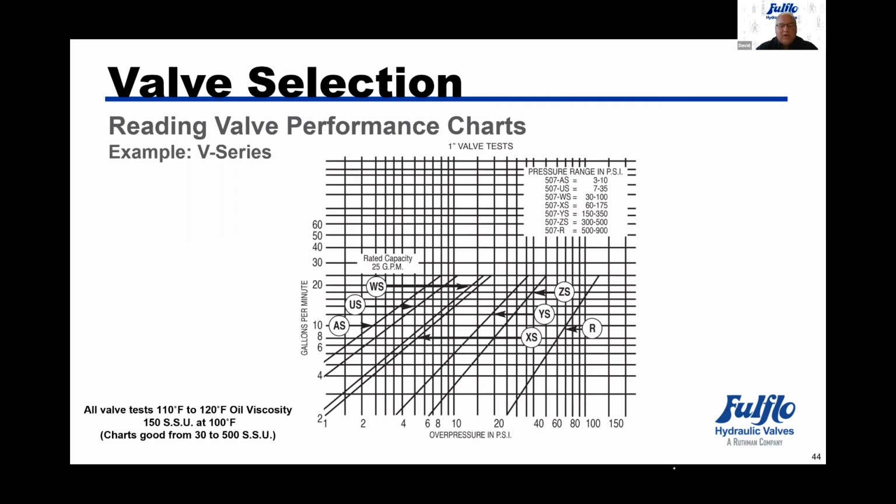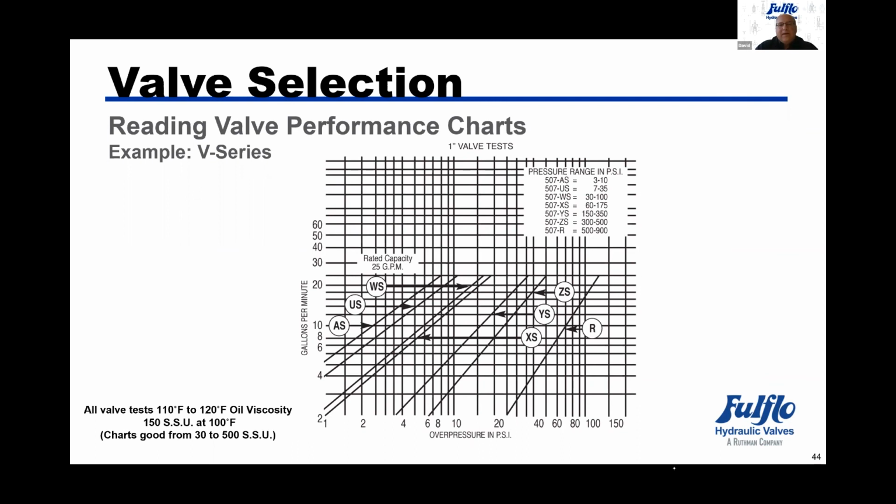You can go from the bottom of the curve on the overpressure. If you know the valve is set for 87 and your pressure gauge is reading 103, you can say, okay, 16 pounds above where you know the valve is operating, go up to your diagonal line and go across to the right to give you your given flow at that pressure. So you can kind of read it both ways. And these are actual valve tests that we have performed here on our test stand with 150 SSU fluid. And these charts are good from 30 to 500. So that's water up to 500 SSU fluid.